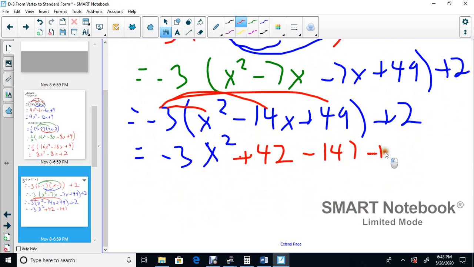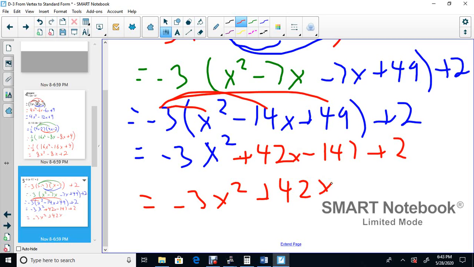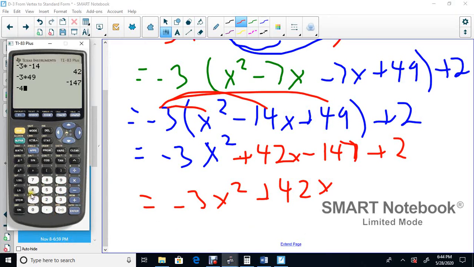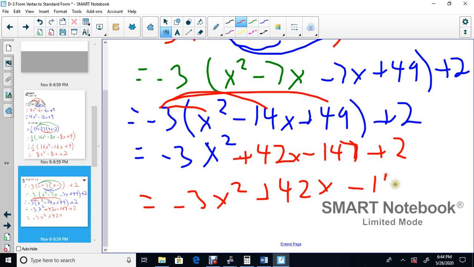We're going to add the 2 at the end. So our final answer is minus 3x squared plus 42x. I forgot the x. Okay, and then we add the last two numbers, that minus 147 plus 2. Let's put on the calculator. Minus 147 plus 2, minus 145. Let's move on to the next question.